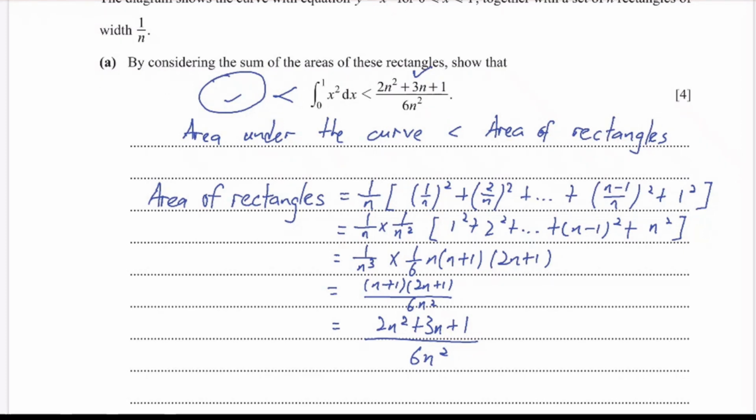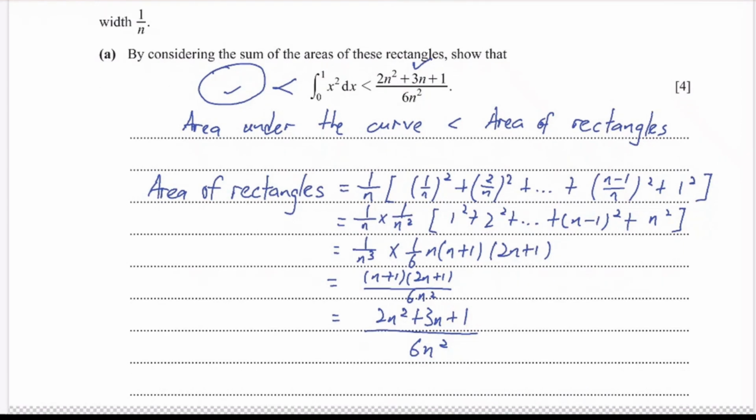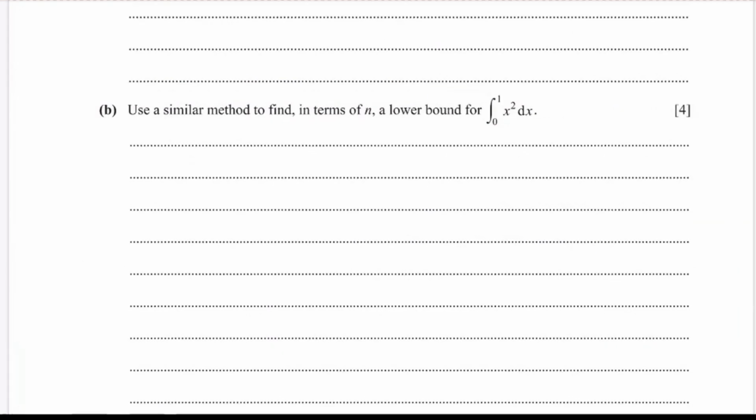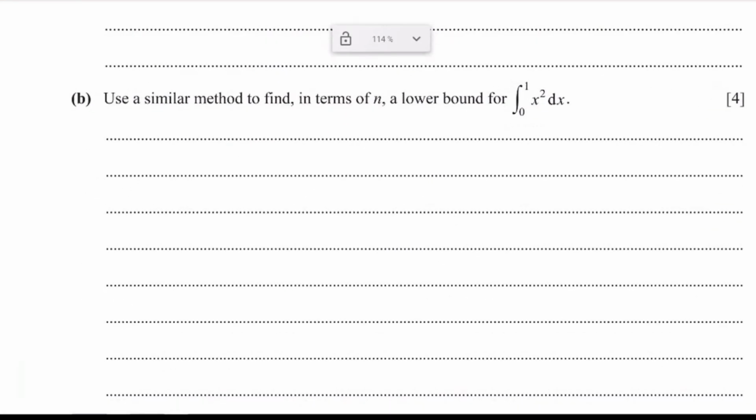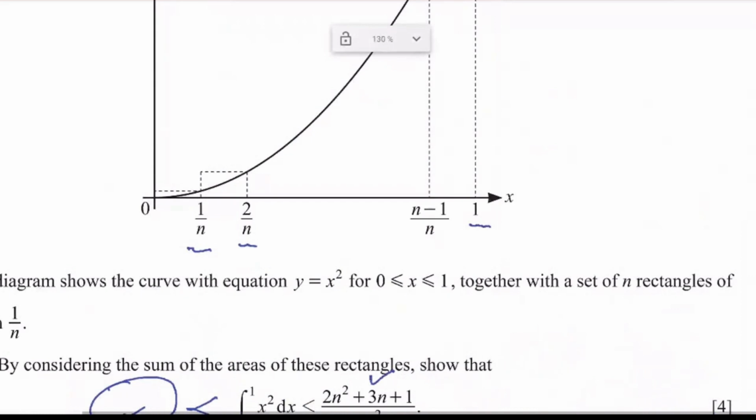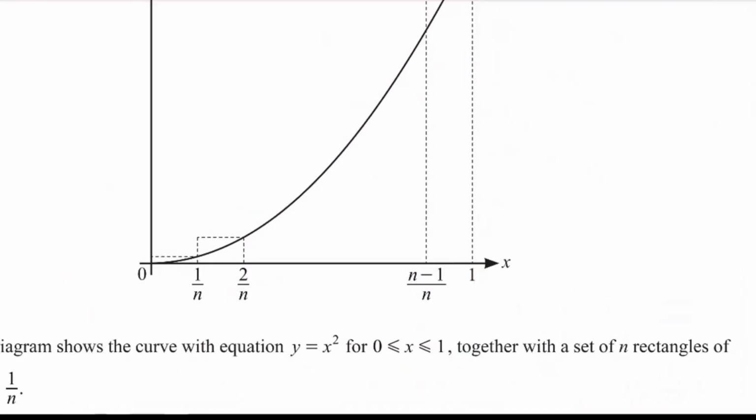Okay. So now we look at the second part of the question. Now we need to use a similar method to find the lower bound for this integral here. So this integral again is the area under the curve. It's not going to change. So when the area under the curve is not going to change, what we're going to change here is the height of the rectangles now.